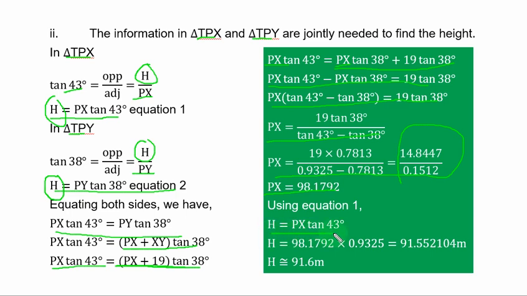You replace PS with 98.1792 times the value of tan 43 degrees. You multiply it and that gives 91.552104 meters. So to 1 decimal place, the height is approximately equal to 91.6 meters. That is the height of the tree.